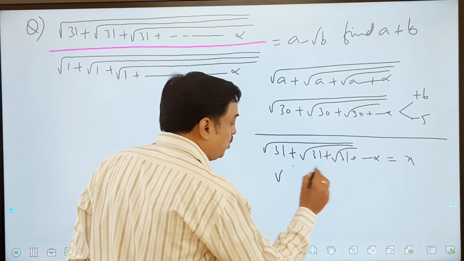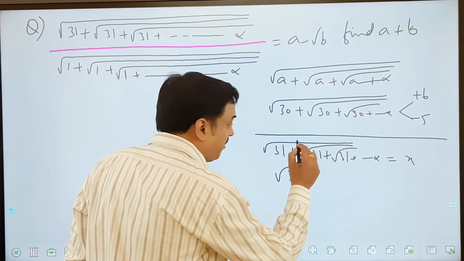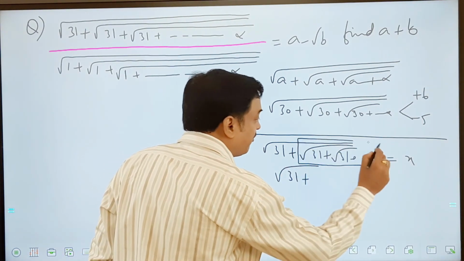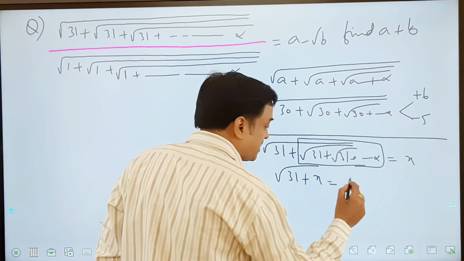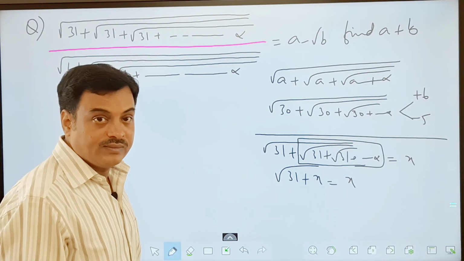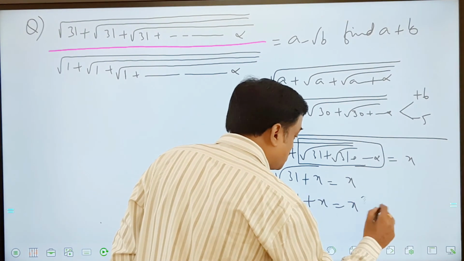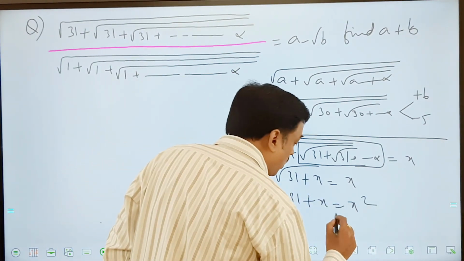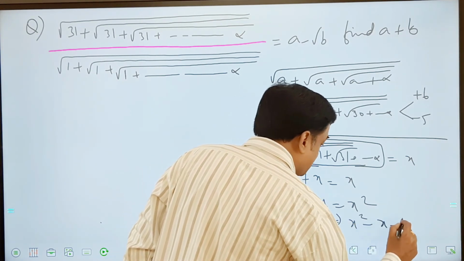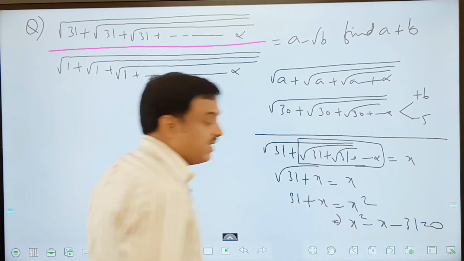And then this will be root 31 plus, from here it is again an infinite number of times, so I'll replace this with x, so it is equal to x. Squaring on both sides, 31 plus x will be equal to how much? x square, and you get a quadratic equation here: x square minus x minus 31 is equal to 0.